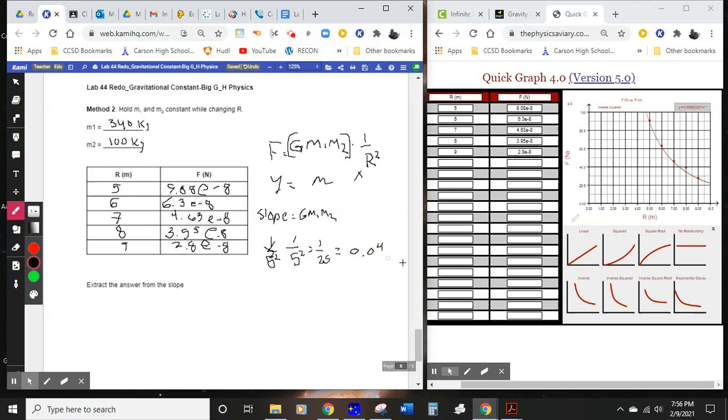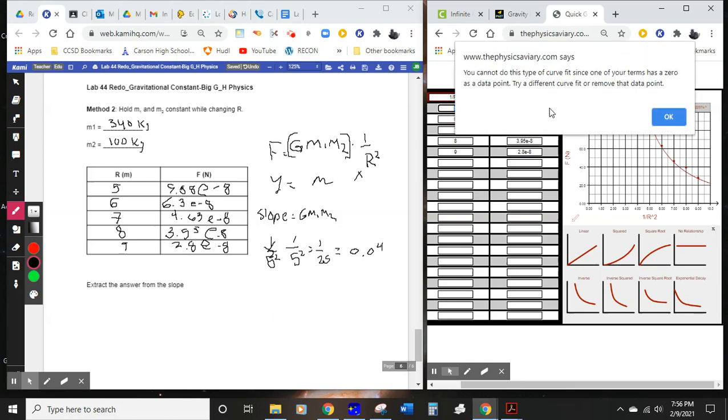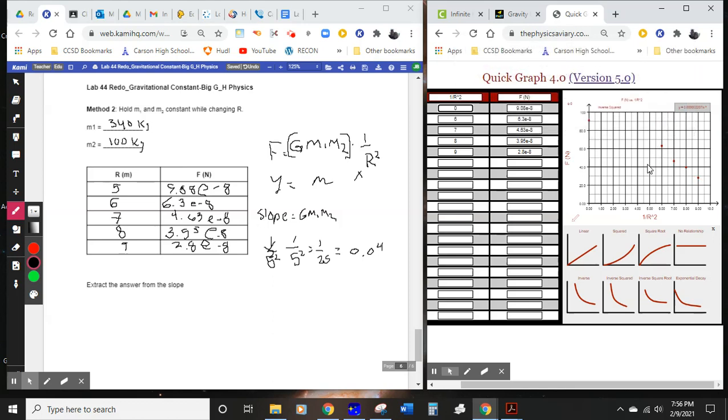So what I need to do over here now is rewrite this. Let's make this 1 over r squared. So the first value here is going to be 0.04.